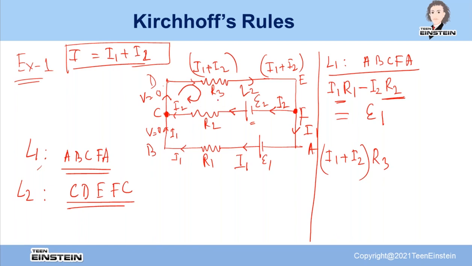And on the right hand side, I have to write the EMF of the cell. So what is the EMF of the cell here? In this case also, see the current is coming out from the positive terminal of the battery. So I'll write simply this.